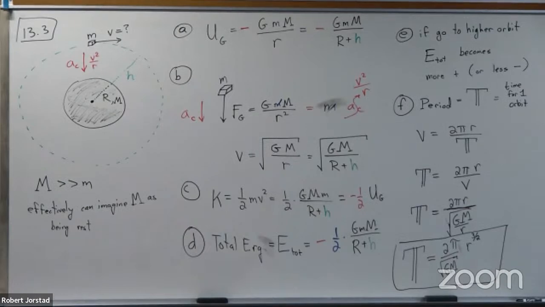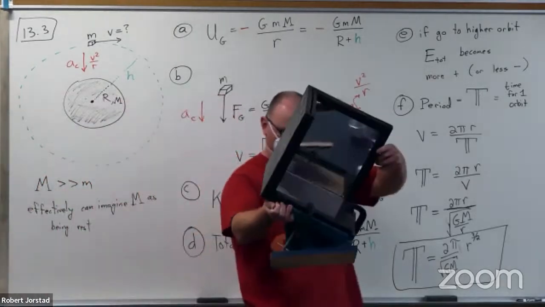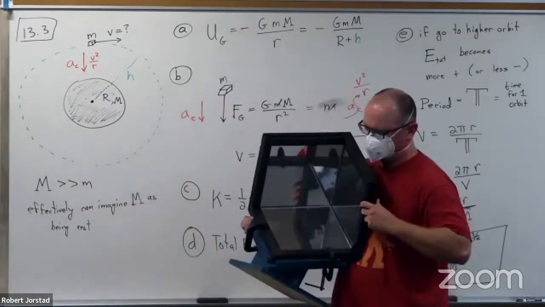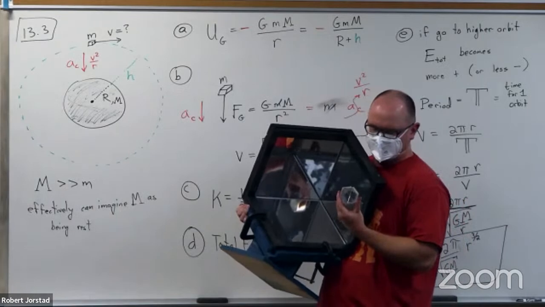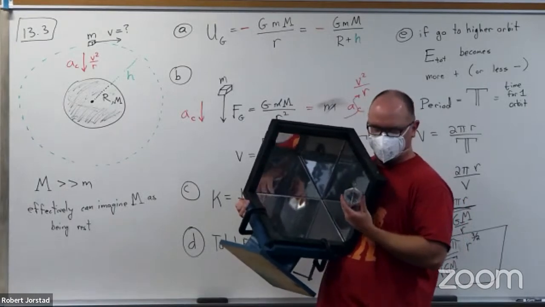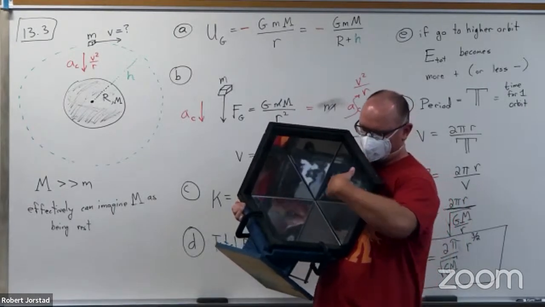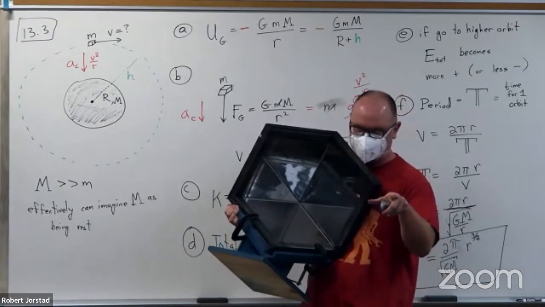This is a retro reflector. Here's a big one. Here's a small one. Just a reflector. The cool thing about this is no matter how you shine in a beam, it's going to bounce off all three and go straight back.